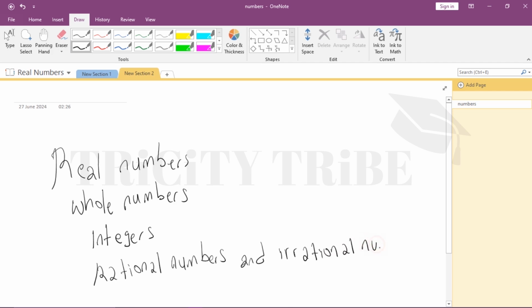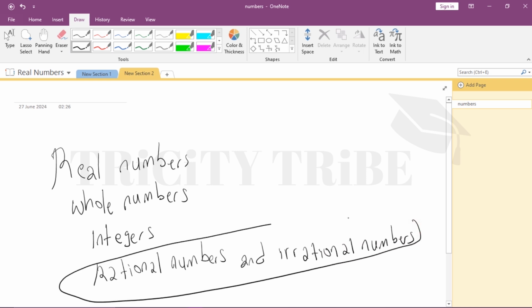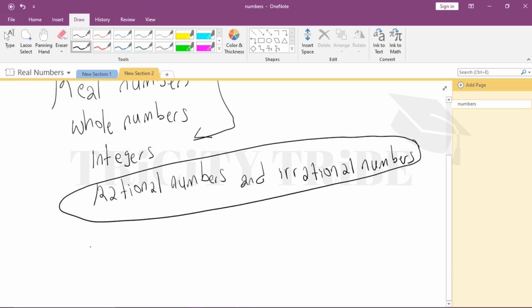Now for these two, I'm going to make separate videos for them, but let me treat these first as fast as possible. So now what are real numbers? Real numbers are your natural numbers, used in counting.